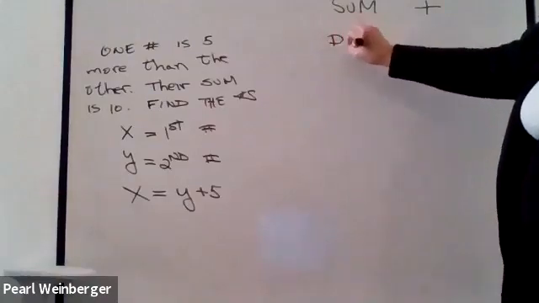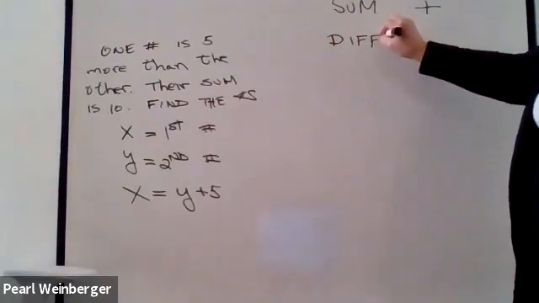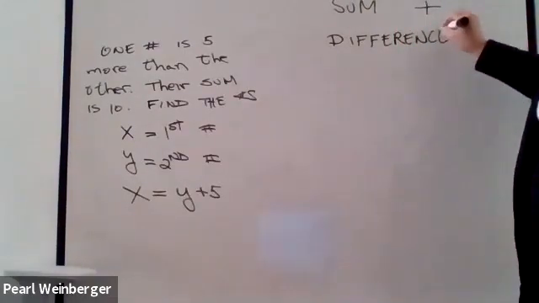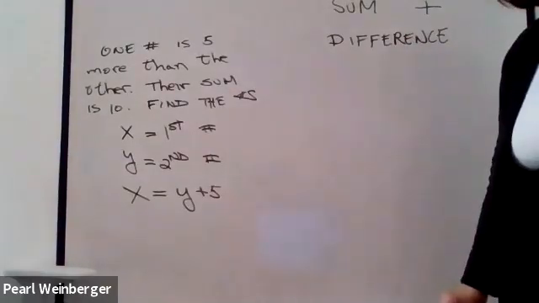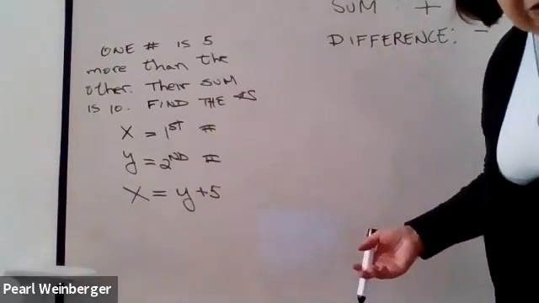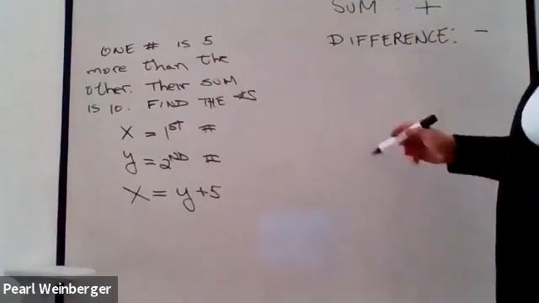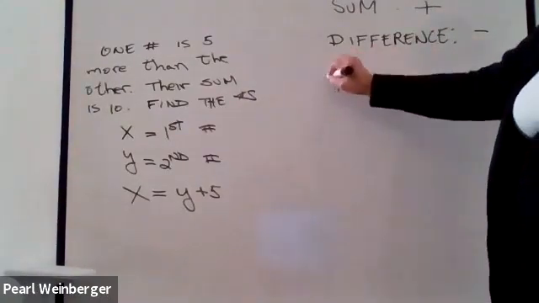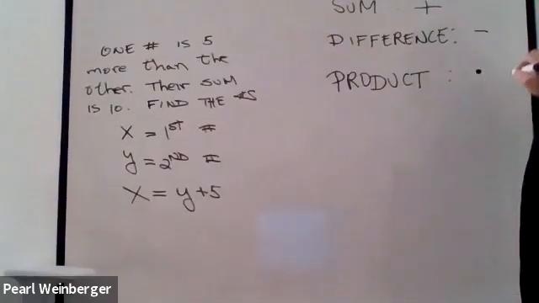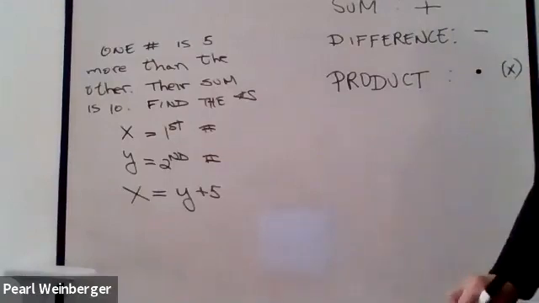Difference. What operation am I talking about when I say the difference of 2 numbers is 10? What is the operation then? Anybody? Subtraction. So either we say minus or we say difference, and that means subtraction. Okay? Product, the product of 2 numbers. Multiplication. And remember, you could either use a dot or you could use a times sign.